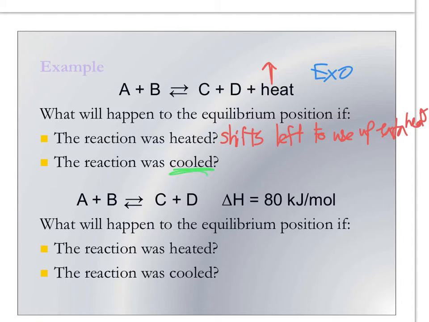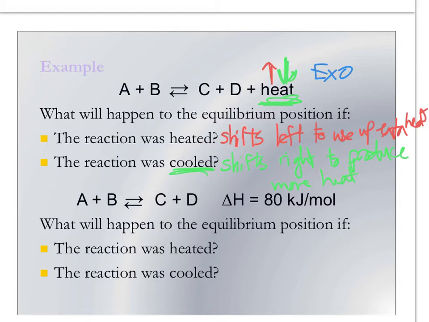What if the reaction was cooled? Well, if I cooled it down, that means I'm decreasing my heat, right? Cooling it down, removing heat. So now I don't have as much heat. I have too little heat. But what do I do to make up for that? I go to the right to make more heat. Shifts right to produce more heat instead of the heat that I lost.